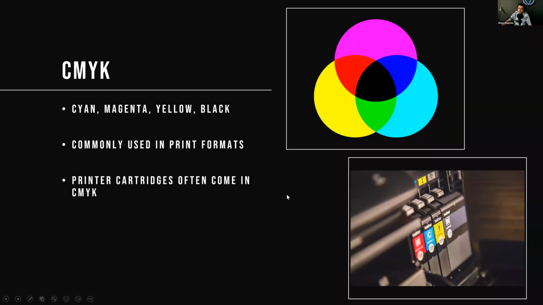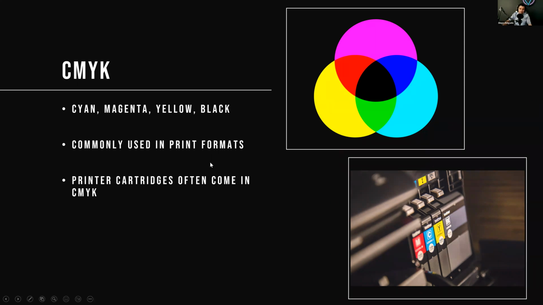And then there's CMYK. CMYK stands for cyan, magenta, yellow, and black. The K in CMYK stands for black. It's commonly used in print formats, and there's a reason for that. Printer cartridges most often come in CMYK. There's the cyan cartridge, there's a magenta cartridge, there's a yellow cartridge, and there's a black cartridge. And as such, you're mostly going to be working with CMYK color modes if you intend to print the media that you're working on.